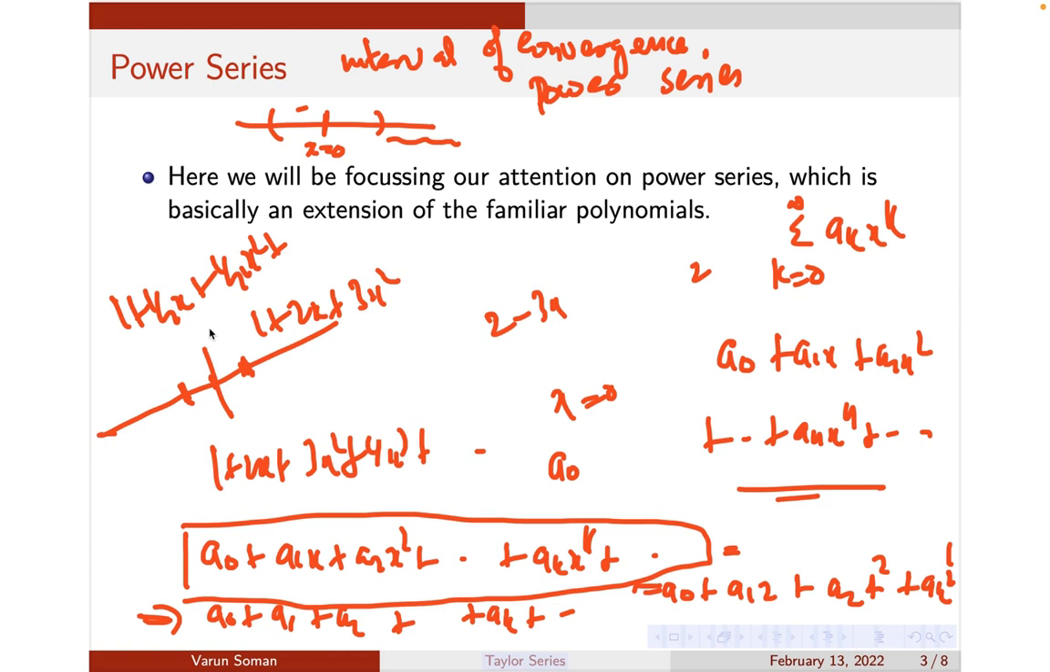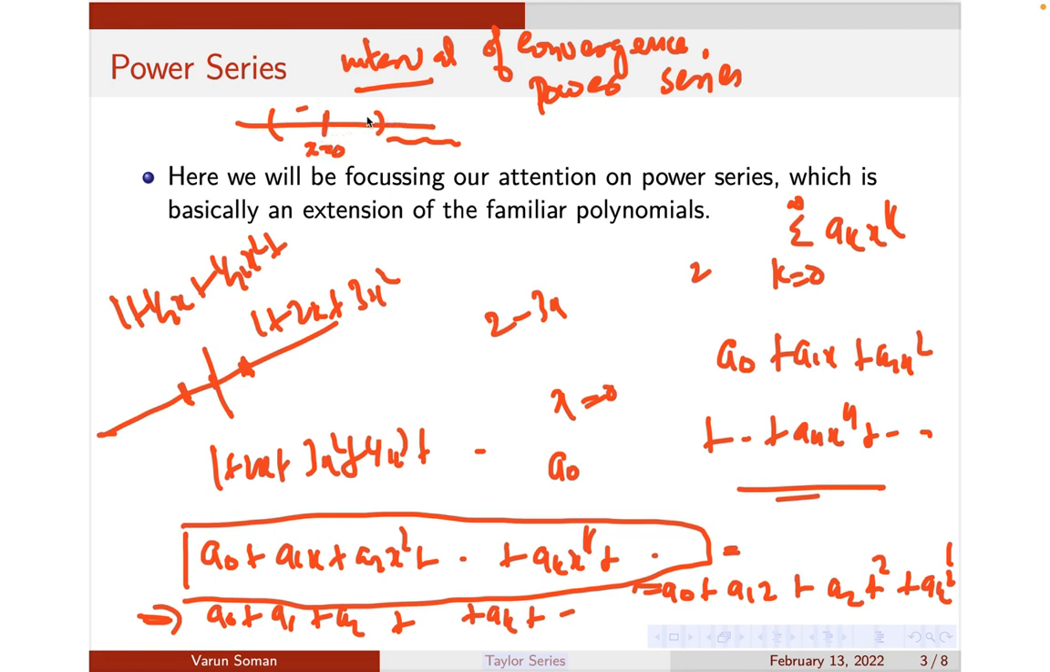But for a power series, the convergence points, the values of x for which the series converges, will always lie in an interval around x is equal to 0. That's the main property of power series. This is just for understanding, and therefore when you talk of power series, you will always talk of an interval of convergence, which will be centered around the point x is equal to 0.